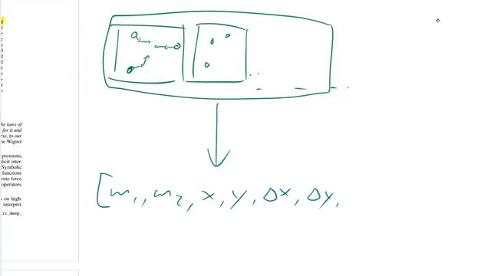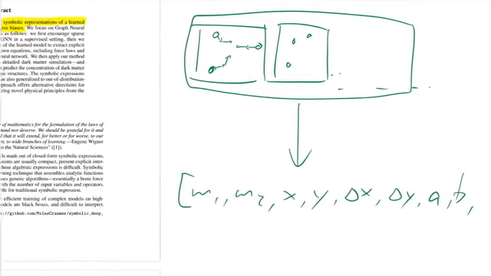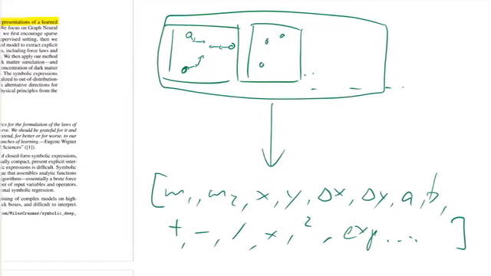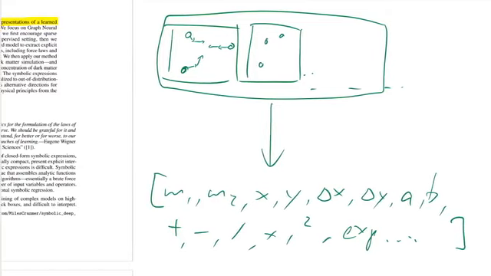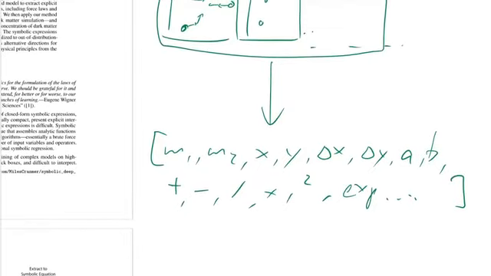It can include any constants a and b that you want. It can include the symbols plus, minus, division, multiplication, square, maybe exponential function, and so on. So you give it a bunch of options of what it could potentially use in an equation, and then you simply let it make equations, and you see how well these equations describe the data set.